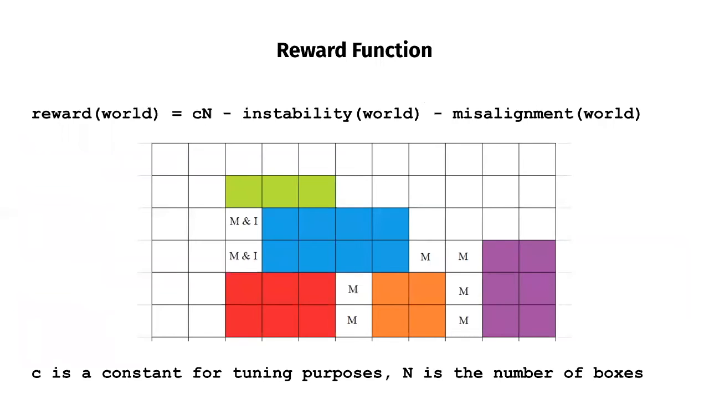This is a high-level version of our reward function evaluated on an ending stack configuration. We start with a constant proportional to the number of boxes, in this case 5, and we penalize 2 metrics, instability and misalignment. Instability relates to the gaps in the vertical direction, and misalignment relates to the gaps in the horizontal direction.